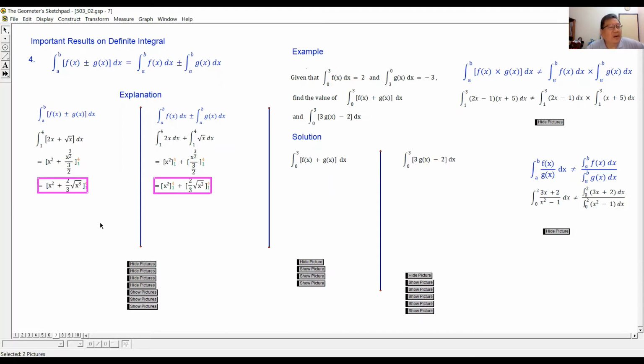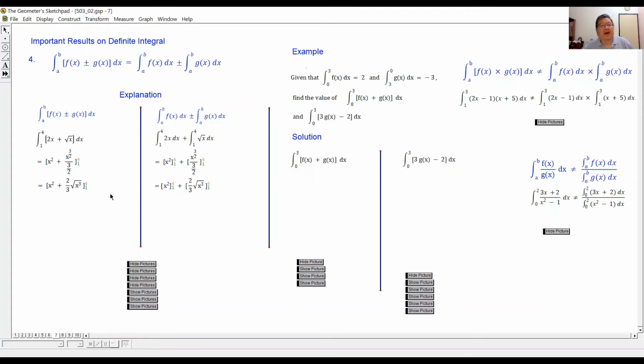Okay, so now I try to simplify the function first. x squared is still x squared. 3 over 2 divided by 3 over 2. So dividing by 3 over 2 is multiplying by 2 over 3. x to the power 3 over 2 is square root of x cubed. So this side, I just simplify and leave it there. And the upper limit and lower limit are 4 and 1.